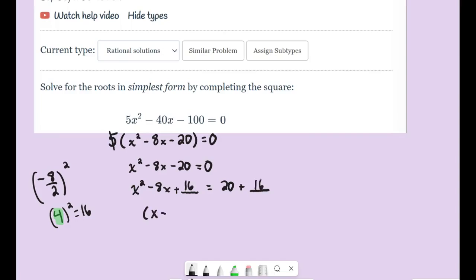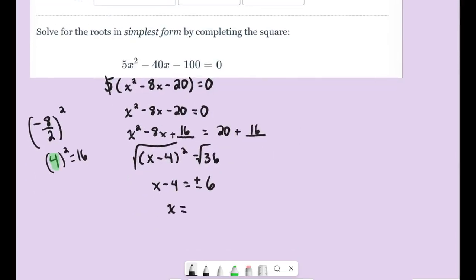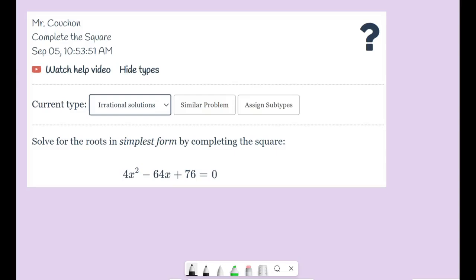Then on this side, we've got x minus 4 squared equals 36. We do our square root there. We get x minus 4 equals plus or minus the square root of 36, which is 6. So now I just have to do a little bit of work here. That's going to be positive 4 plus or minus 6. So x could either be 4 plus 6, which is 10, or 4 minus 6, which is negative 2. Sometimes you're not going to get a rational solution all the time, so we'll have to work with that.